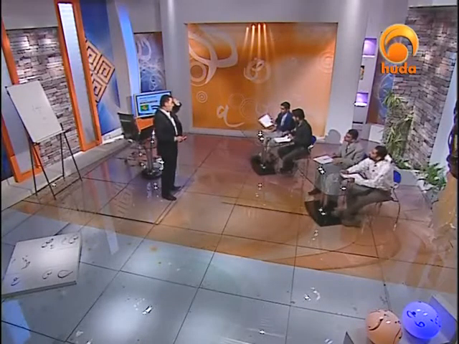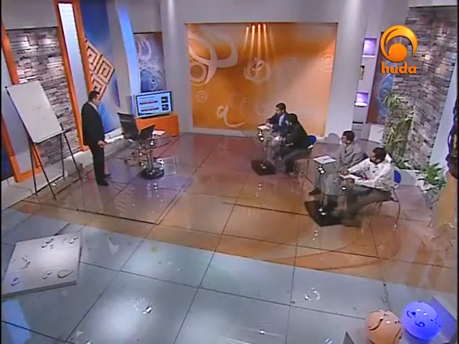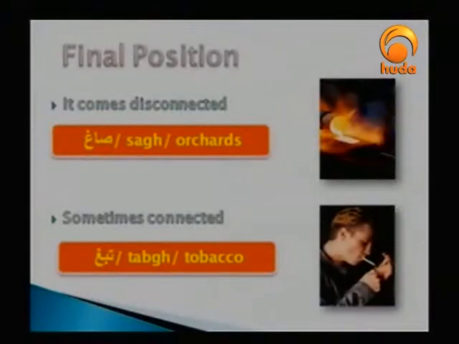That's perfect also. Again, when it comes in the medial position, it's always connected with the previous and with the following one. How about when it comes in the final position? Here it is. I would say, for example, صاغ, and also we have tabgh. Two important examples. The first one is disconnected, and the second one is connected.